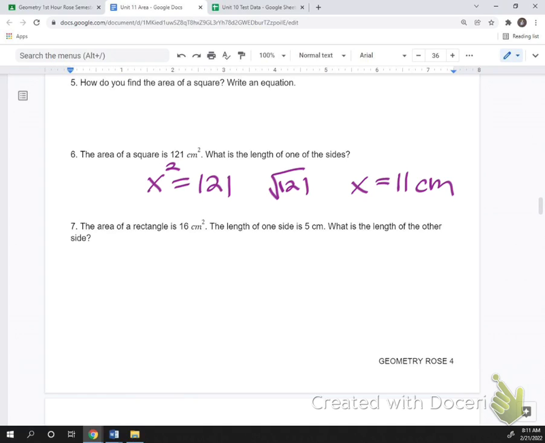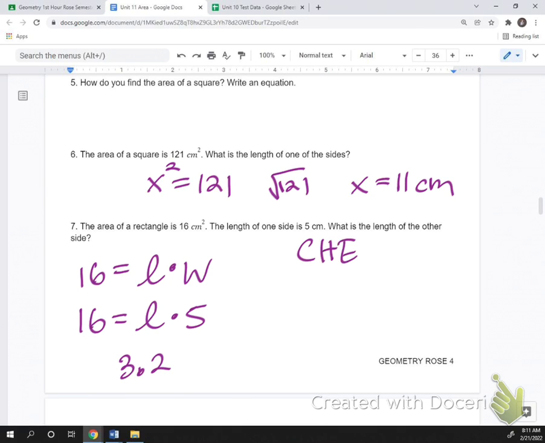What about 7? We've got a rectangle. A rectangle's area is 16. And we decided that is length times width. It says one of the sides is 5, so I'm just going to plug 5 in for one of the variables and just divide. You should have gotten 3.2. We can always check our work by doing 5 times 3.2 in our calculator. Do we still get 16? Yeah, we do. Cool.